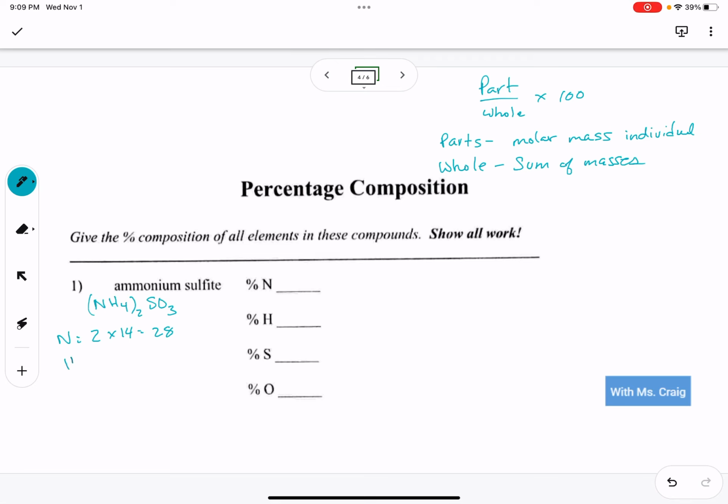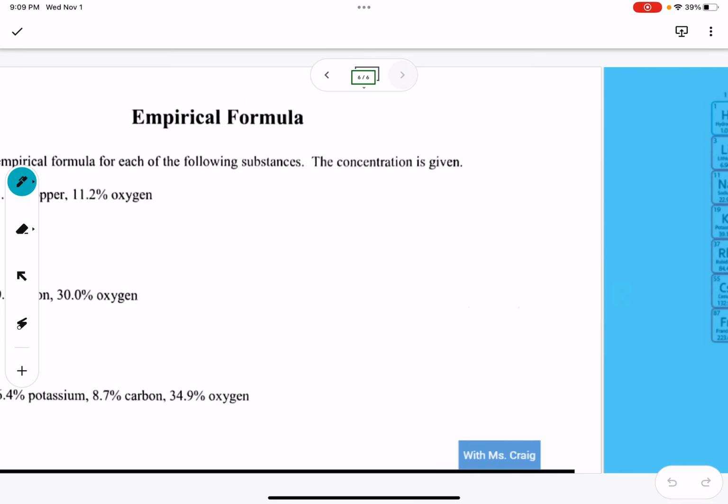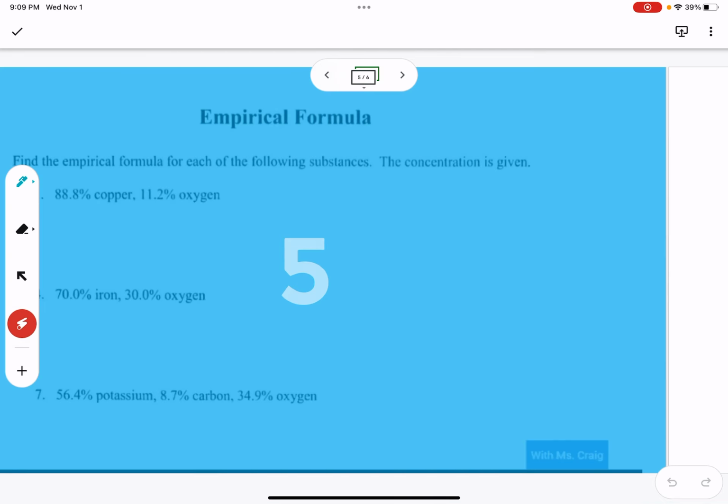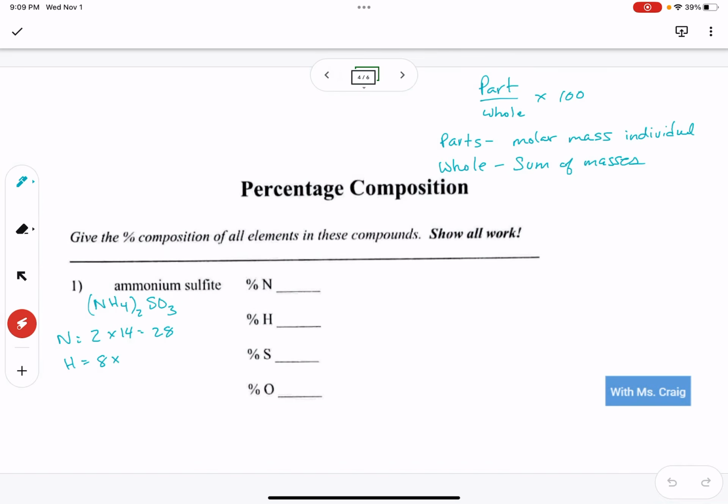Now let's find our part hydrogen. Our part hydrogen is 4 hydrogens times 2, so that's 8 hydrogen, times the mass of hydrogen, which if I look it up, it's going to be 1. I remember that one. 1 is the molar mass of hydrogen, and we've got 8 of them, so 8 times 1 equals 8, so that's our hydrogen part.